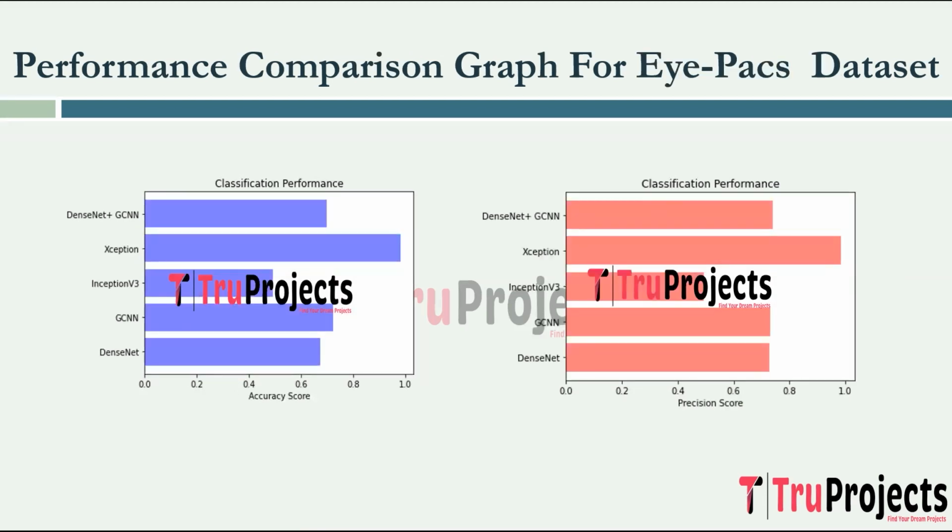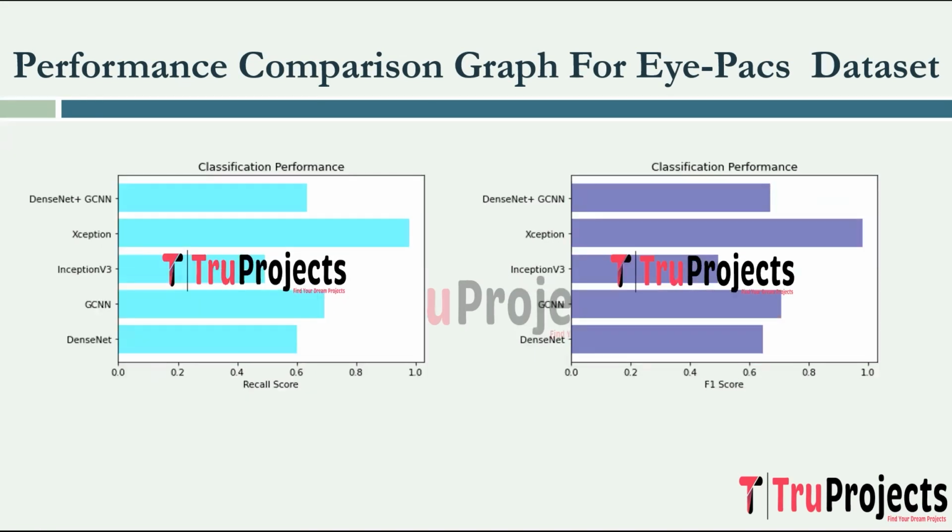Here we have performance comparison graphs for all the models built in the project on the dataset, which is IPACS. Here we have recall and F1 score comparison graphs for all the models built on the dataset, which is IPACS.